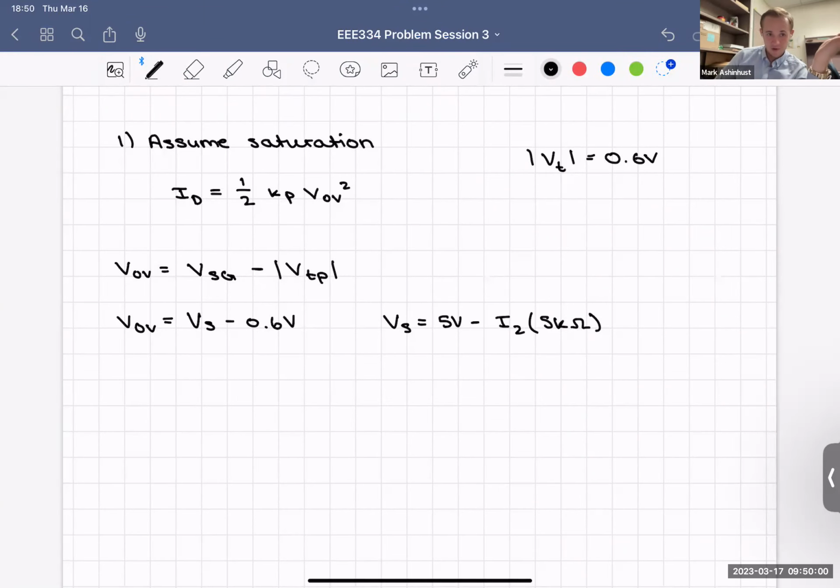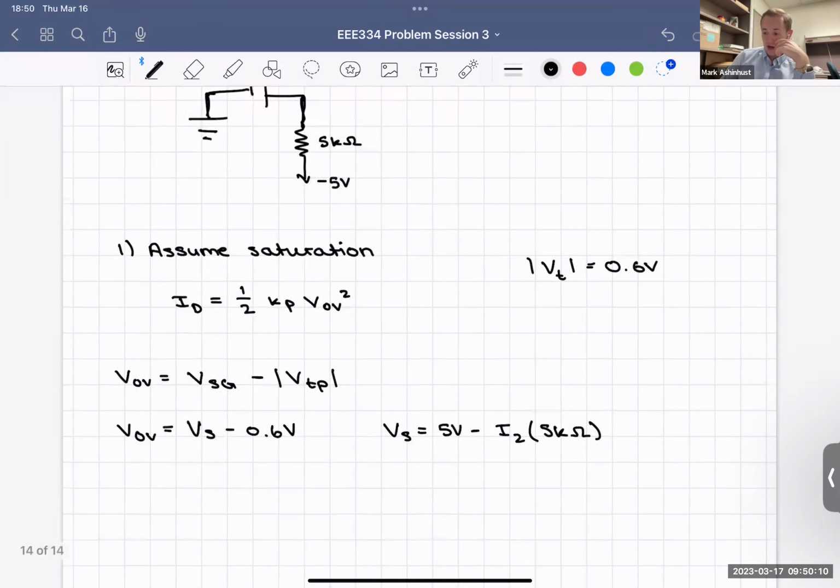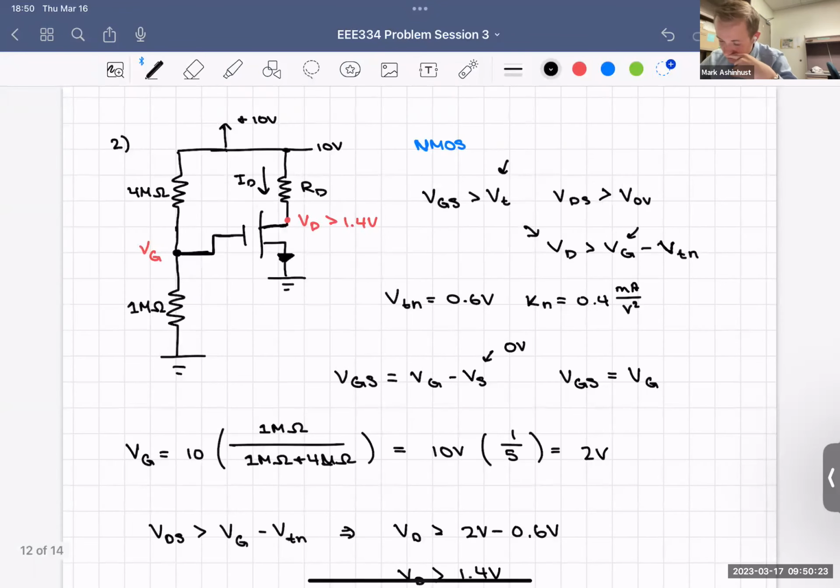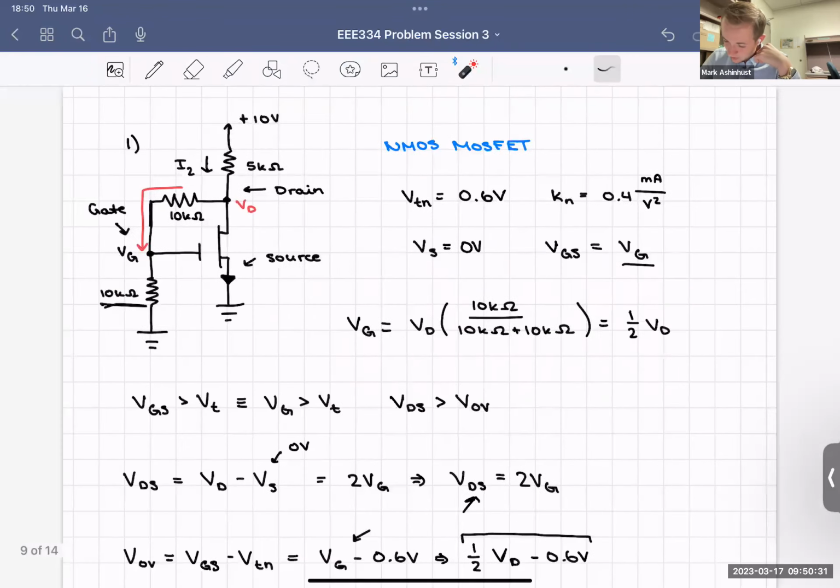Oh, great. So now we have VOV in terms of I2. That's good because now we could get I2 in terms of ID. What is I2? I2 and ID are the same. And why is that? We don't have anything here on that gate. Nothing's tied. So the reason why it wasn't the same here is because we were all tied together. That was the same for the one that we got back here. This was all tied together. So they had a different current.